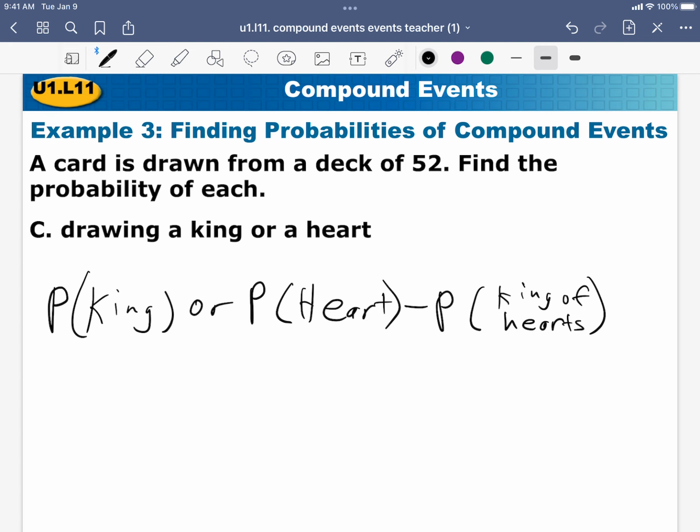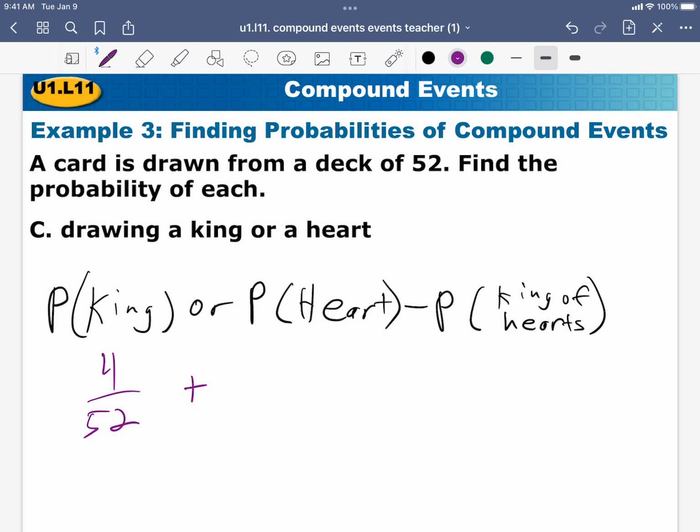Remember, in a deck of cards, there are 4 suits. Each suit has 13, so there are 13 hearts. There are 52 in the deck total. There are 4 aces, 4 kings, 4 queens, etc. So in this case, what's the probability of drawing a king? That would be, there are 4 kings out of the 52 cards.